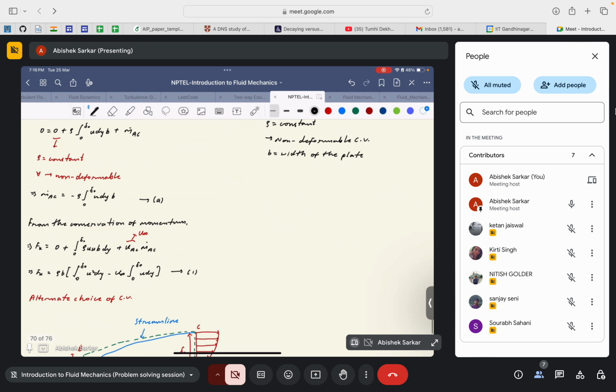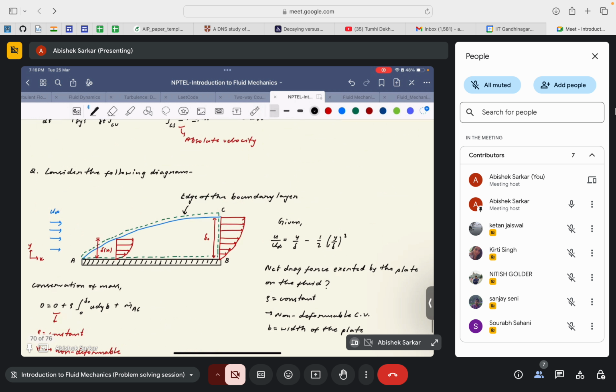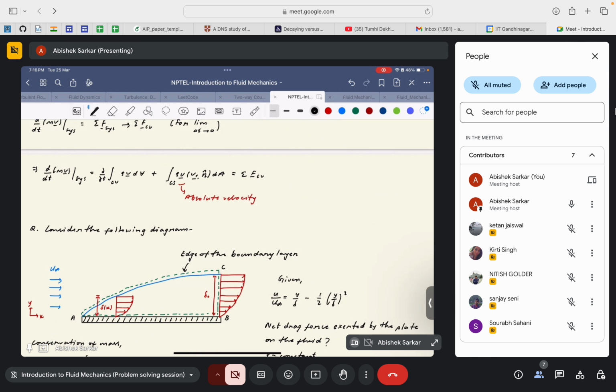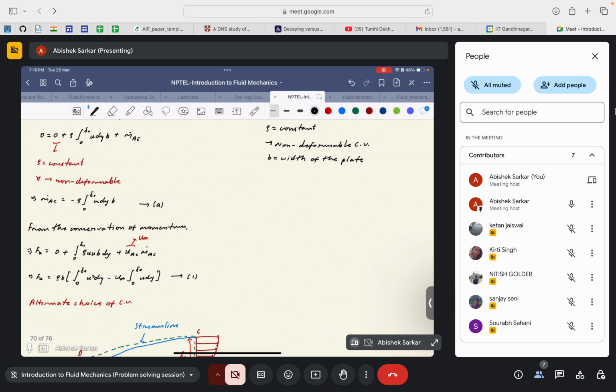Then from momentum conservation, again the first term would be 0. If I just go back here, since density is constant and the control volume is stationary, this term will also be equal to 0 in the case of momentum conservation. So the first term is 0 in this case. Then again we deal with the net momentum influx and net momentum outflux terms.